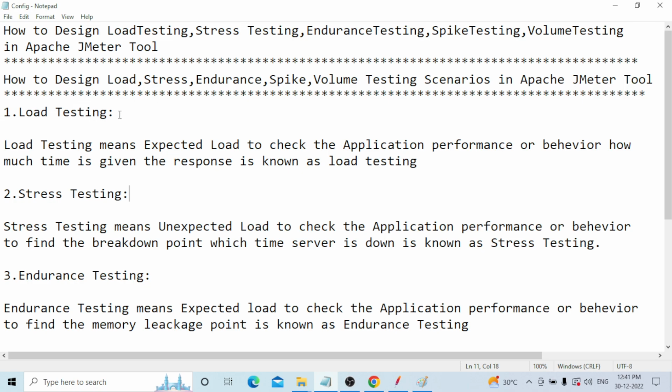First of all, what is load testing? Load testing means applying the expected load to check the application performance or behavior, and how much time it takes to give the response, is known as load testing. Second one, stress testing. Stress testing means applying unexpected load to check the application performance or behavior, to find the breakdown point, the time at which the server goes down, is known as stress testing. After that, endurance testing. Endurance testing means applying the expected load to check the application performance or behavior to find the memory leakage point, is known as endurance testing.